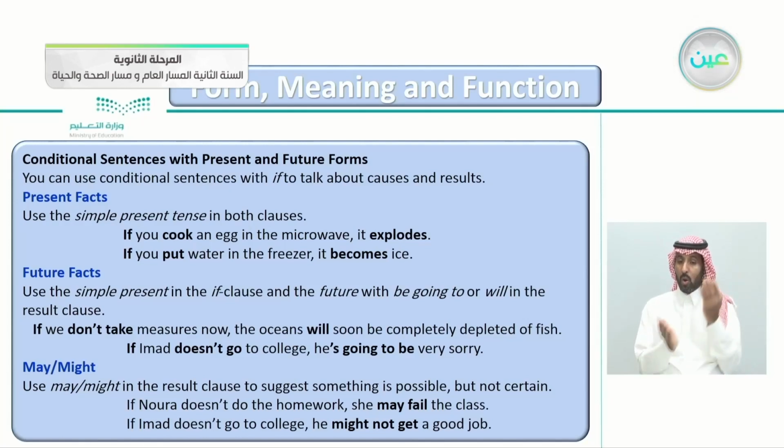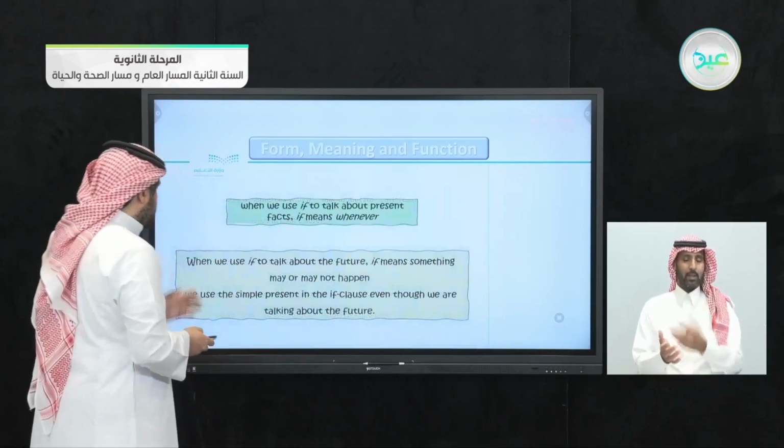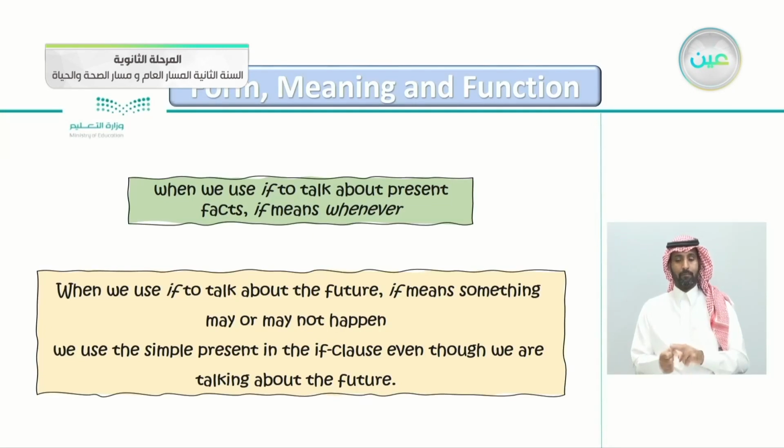If Imad doesn't go to college, he might not get a good job. So we use may or might when we are not certain about the result. Again, when we use if to talk about present facts, if means whenever. When we use if to talk about the future, if means something that may or may not happen.